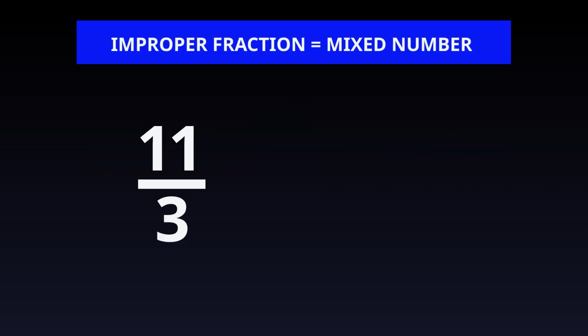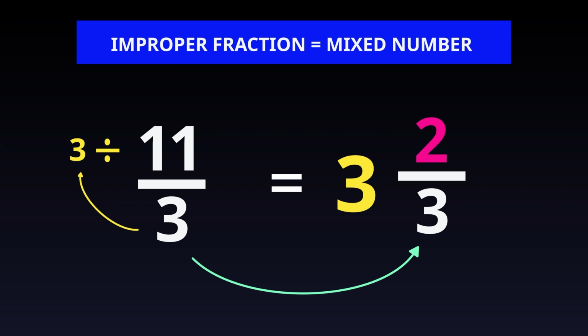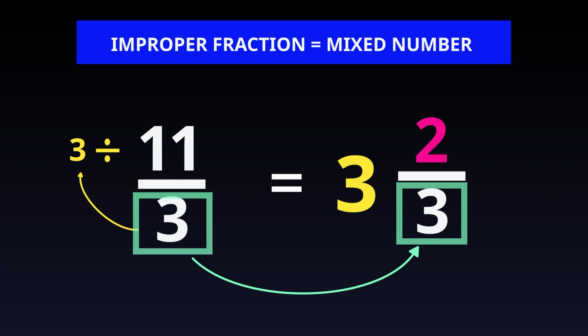The way that you convert from improper fractions to mixed fractions is quite easy. Take the example 11/3. Divide the numerator by the denominator. What is 11 divided by 3? 3 with a remainder of 2. The 3 will become the whole number, and the remainder, which is 2, will be the fractional part. So 11/3 becomes 3 and 2/3. Quick tip: the denominator remains the same in the mixed number and the improper fraction.